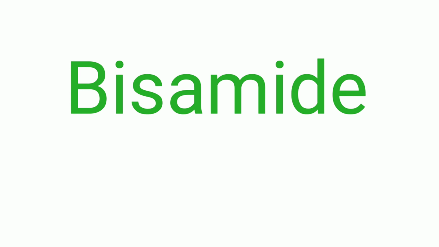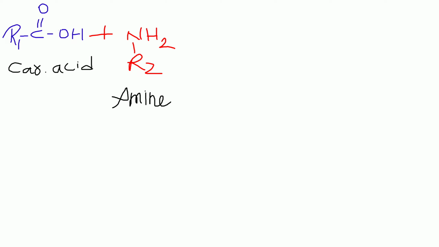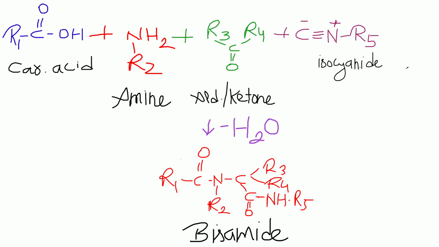Now, what is bisamide? Bisamide is the compound containing two amide functional groups. Let's see the general reaction of the Ugi reaction. It is our acid, next is amine, next we are taking aldehyde or any ketone, next is isocyanide, and lastly it will form bisamides. To know how bisamides are made from these four components, let's move on to the mechanism.